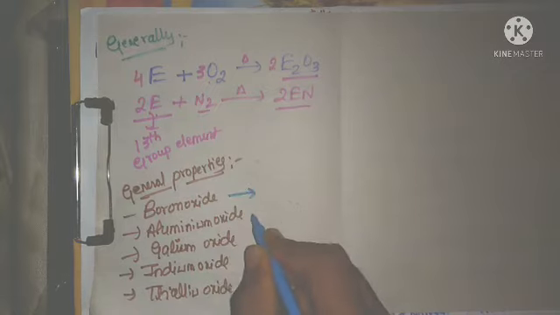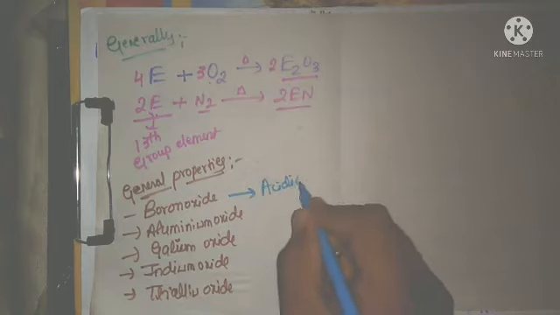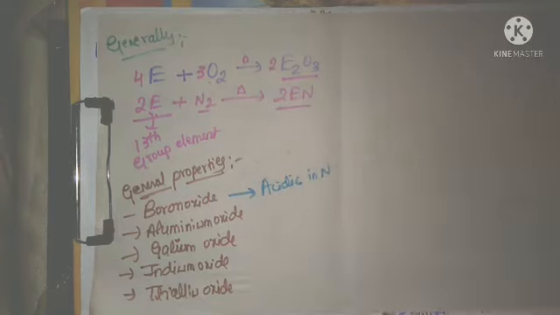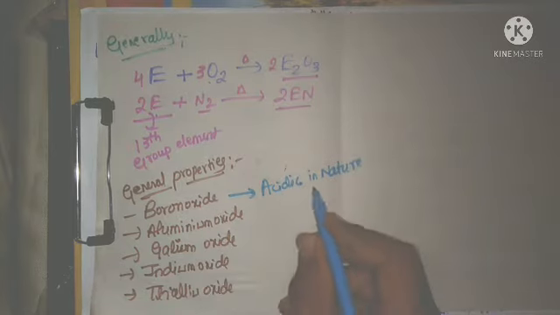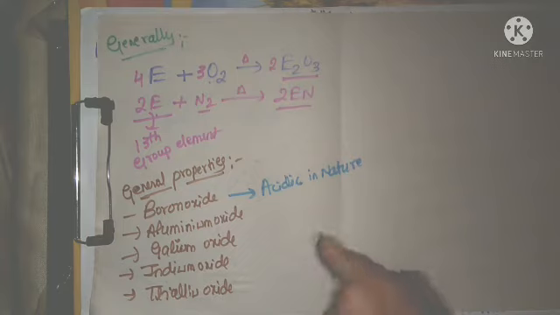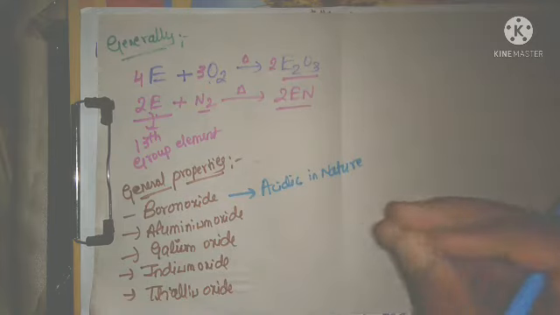Here this boron oxide is acidic in nature. If you check the nature, it is acidic, which means it can react with the bases. This boron oxide can react with bases, not with acids. Means boron oxide is acidic in nature. For reaction, acids react with bases. Acid with acid, no reaction. Acid reacts with base or base reacts with acid.